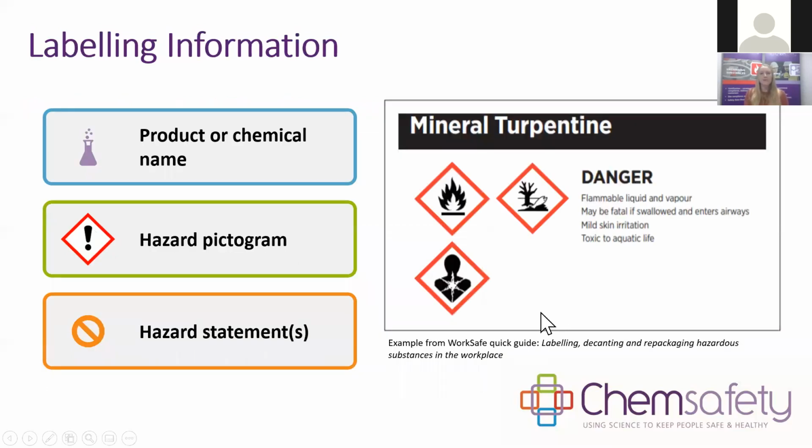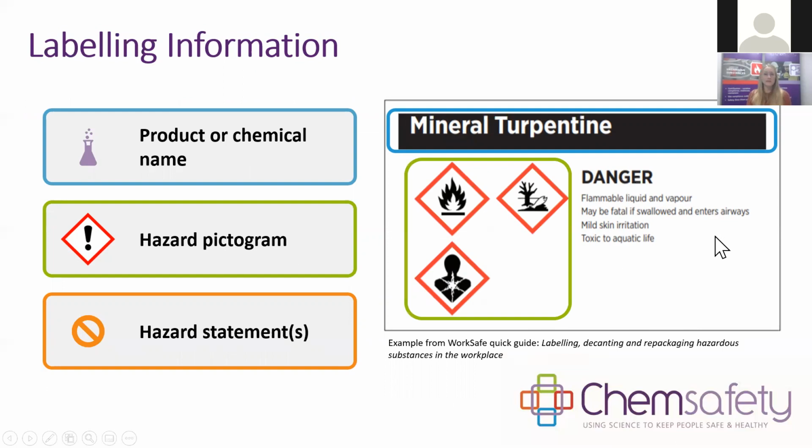This is an example that WorkSafe has given, and it shows these 3 minimum requirements. So we've got mineral turpentine, which is the product name, the hazard pictograms that are associated with the product, and then the hazard statements. And in bold here, you'll see the word danger. This is known as the signal word, and it corresponds to the hazard classifications of the product.